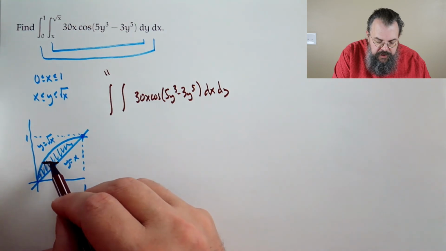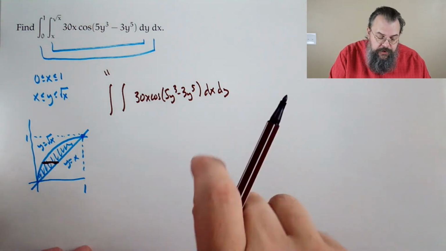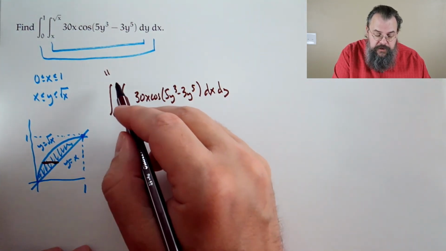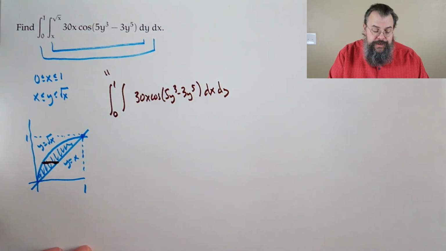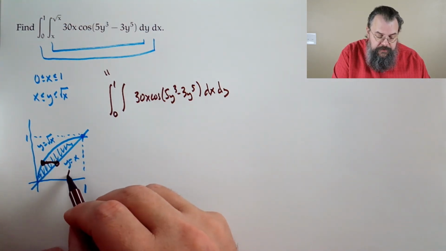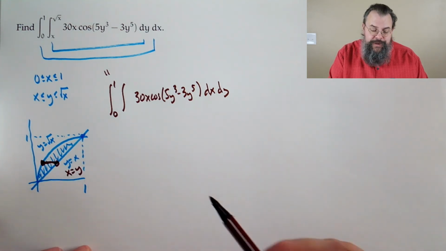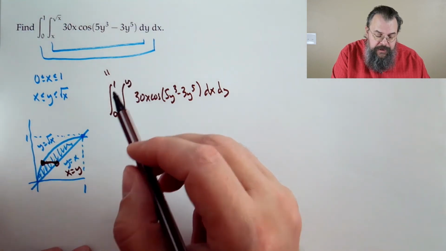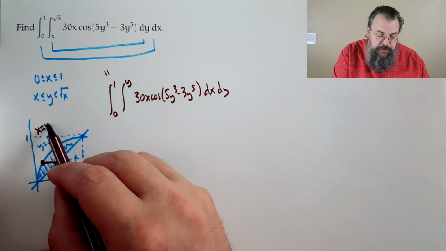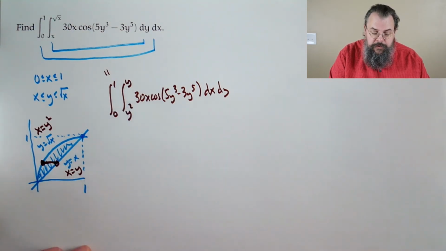So, in particular, we're now changing to horizontal slicing. Where does y go from? Low value to high value, 0 to 1. Where does x go from? From left to right. So we have to think about what these curves are. The right-hand curve is pretty easy. y equals x, x equals y. The left-hand curve, y equals square root of x, says x equals y squared. So 0 to 1, y squared to y.